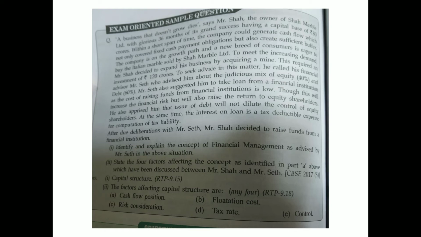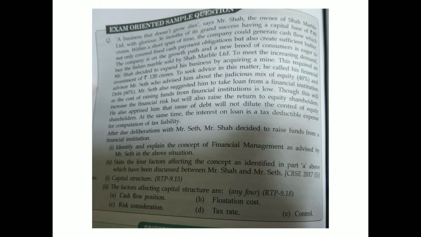So here let us start with the question. The question is, identify and explain the concept of financial management as advised by Mr. Seth in the above situation. So now it is clear that this case belongs to the second part of the business studies book, chapter 9, financial management. So now we can think only in that chapter's direction. The second question is, state the 4 factors affecting the concept as identified in part A above, which have been discussed between Mr. Shah and Mr. Seth. So this second question depends on the first question.